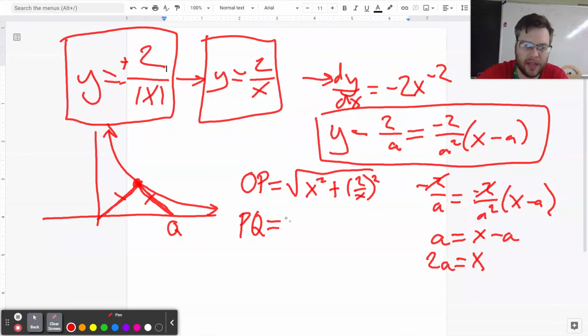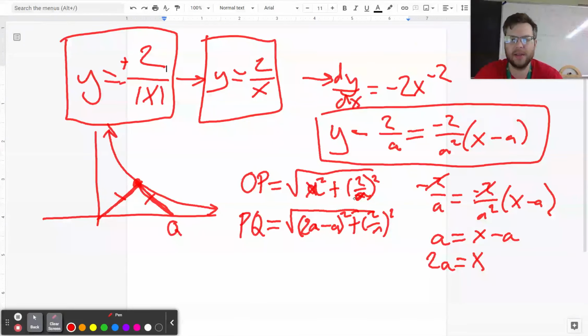And so you can find the distance right there, and it turns out to be the same thing because we're just doing like 2a, like this was the a value that I was using, and this is just 2a minus a squared plus 2 over a squared. And so these end up being exactly the same.